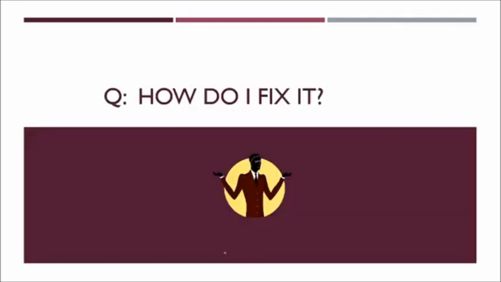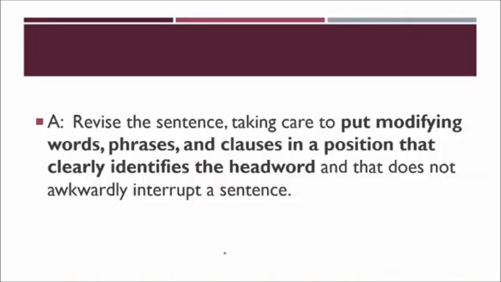How do we fix the misplaced modifier? First, we need to revise the sentence, taking care to put the modifying words, phrases, and clauses in a position that clearly identifies the headword and that does not awkwardly interrupt the sentence. The first step in revising is to find the modifying word, phrase, or clause. Next, spot the exact word that is being modified. And third, place them side by side.